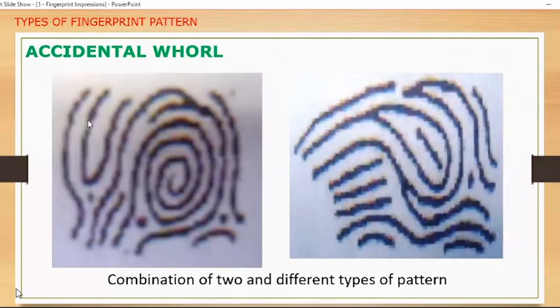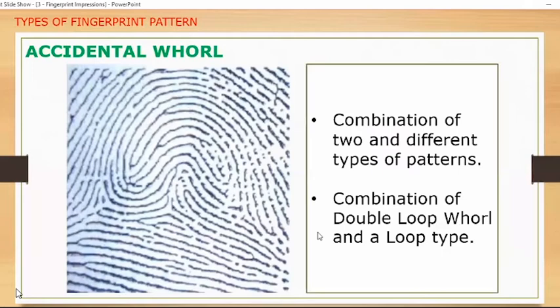Like this one, a loop type and a wall type. A tented arch and a loop type. So ito yan. This is a combination of two and different types of pattern. Meron siyang double loop wall at saka meron siyang loop type. Ito yung loop type niya. Ito yung kanyang double loop wall.